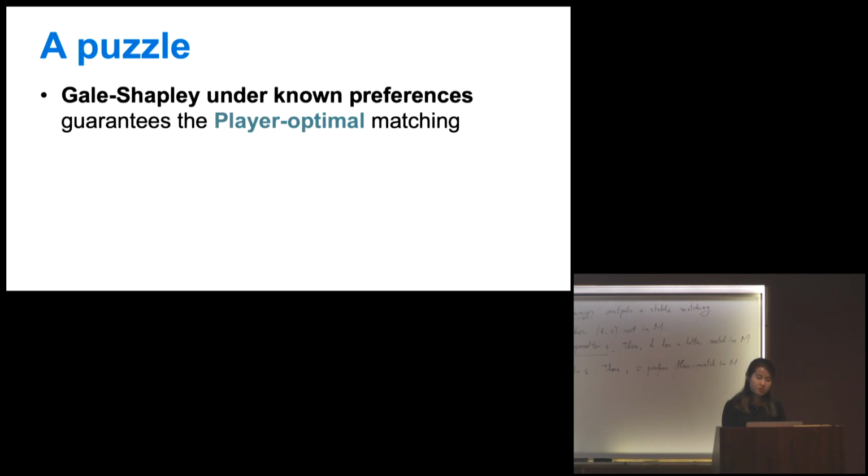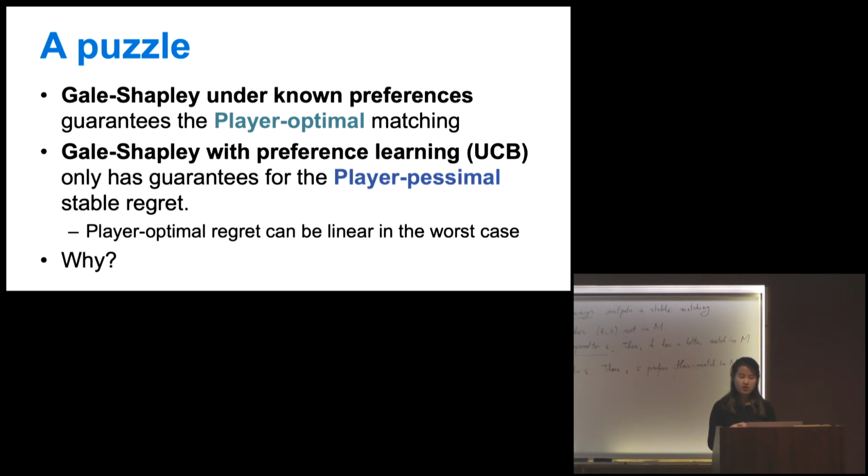Another interesting thing about this result is that Haria told us just now that when we run Gale-Shapley over known preferences, we always achieve the player optimal matching. So it's optimal for the proposing side, right? But I just told you that with preference learning, if we learn preferences with UCB, we can only guarantee the player pessimal stable regret. And this is not because we didn't manage to prove something about the player optimal matching. It's also true that the player optimal regret can be linear in the worst case.